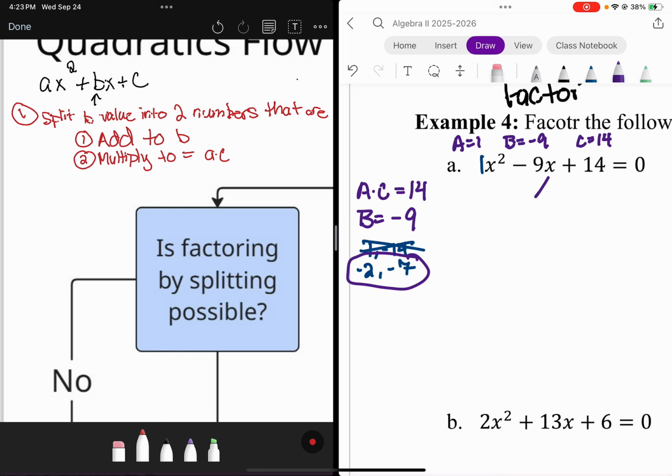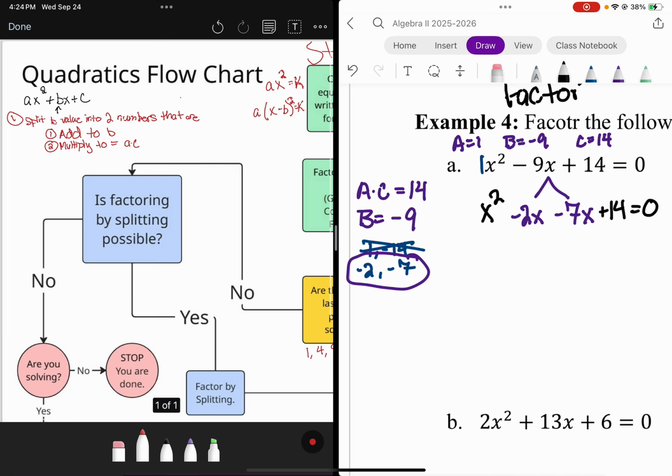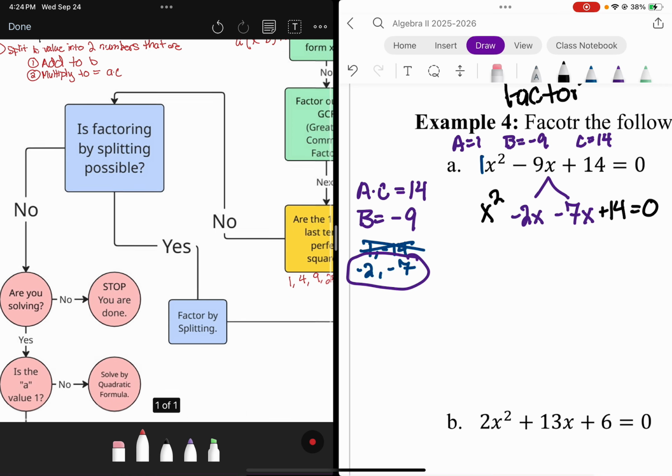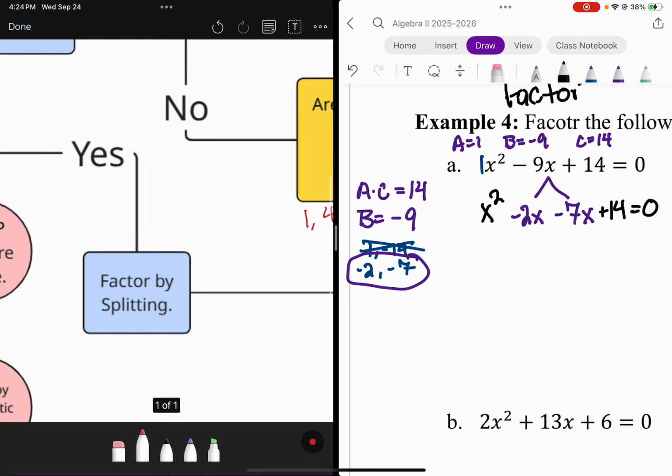So we're going to split this middle term into -2x and -7x. The rest stays the same. So we keep the x squared in the front and we keep that 14 equals 0. Okay. If you're able to find a pair that makes this true, that means we are able to factor by splitting. So we're going to continue to factor by splitting.